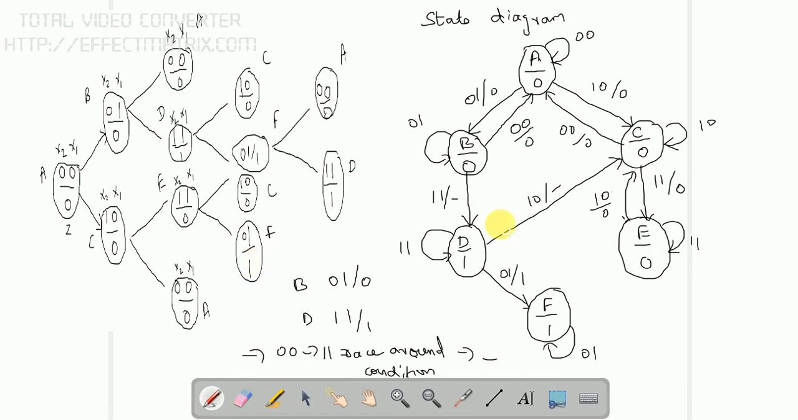Then E to F here. E to F, that is 1 1 to 0 1. So one input change occurs, 0 1 here, and here 1. Similarly, the output also changes. So two input changes occur and one output change occurs. So totally 2 bits are changing. So 0 1 slash dash.